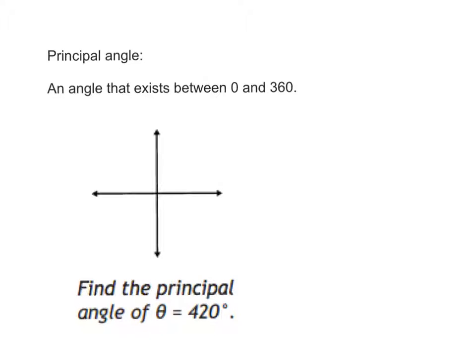The last one on your sheet that I think we didn't do is principal angle, and it's an angle that exists between 0 and 360. It should say 0 degrees and 360 degrees. Find the principal angle of 420 degrees. So 420 degrees, we just did, right? It was like there. This is 420. There. But the principal angle is just this part, 60 degrees. I'm going to call it theta P for principal angle, 60 degrees.